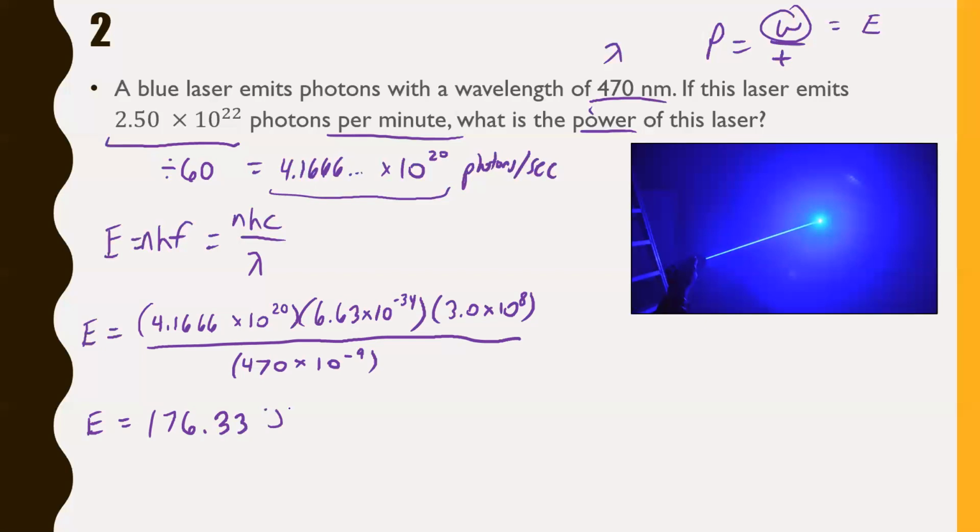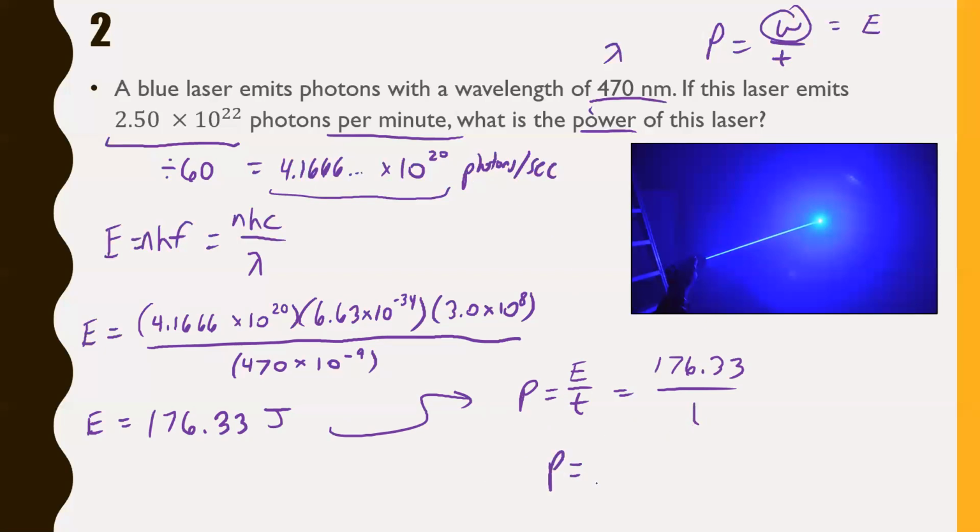176.33 roughly, and of course that's in joules, but we don't want that, we want our power, although you're going to see something kind of funny with this in a second. Power is equal to energy over time, so it's going to equal, sorry, so used to standard or scientific notation here, 176.33 divided by our time. Now, since we divided by 60 in the first place and we found our photons per second, our time in this case is just 1.